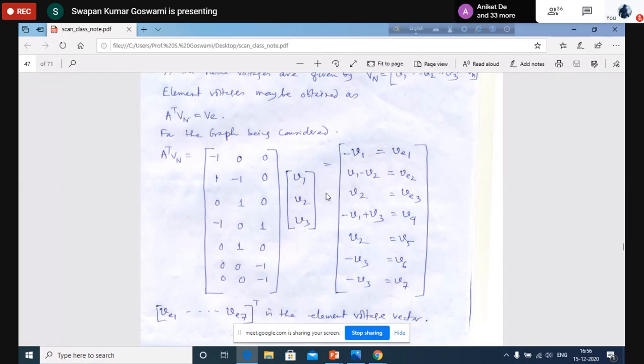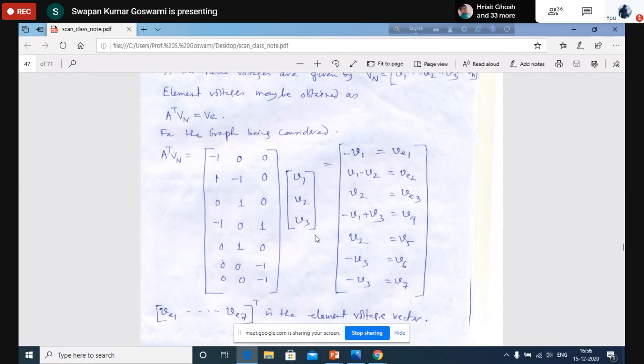Okay, that means you see that A matrix, therefore you can utilize it to obtain the element voltage in terms of the node voltages. So the A matrix we are using here to obtain element voltages VE1 to VE7 in terms of node voltages V1 to V3. So from V1, V2 and V3 we obtain the element voltages VE1 to VE7.